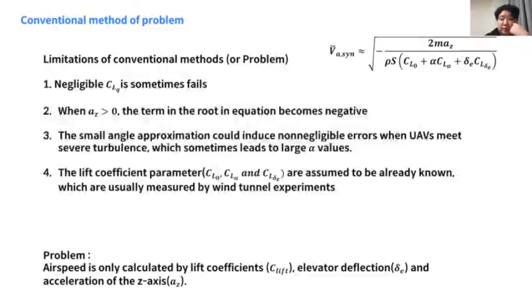And third, the small angle approximation could induce non-negligible error when UAVs meet severe turbulence, which sometimes leads to large alpha values. And the lift coefficient parameters are assumed to be already known, which are usually measured by wind tunnel experiments.